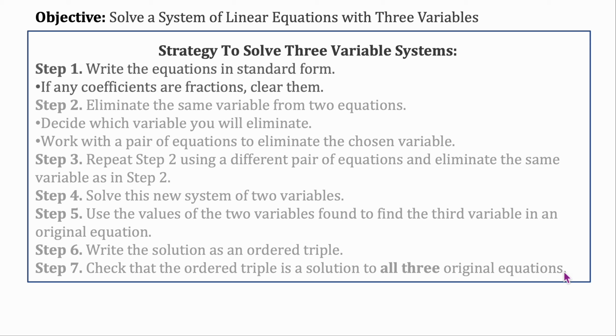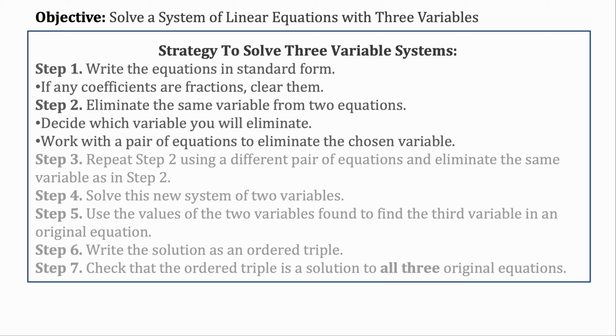Now, the first step you want to do is write the equations in standard form. So usually it's x, y, and z: our x term plus our y term plus our z term equals the number. You want them all to be in that same form so that we can line them up perfectly. And if there are any coefficients that are fractions, you can clear them if you multiply through by the common denominator.